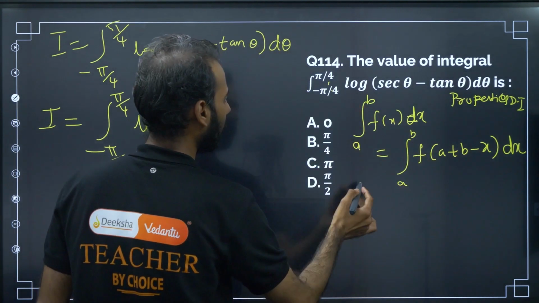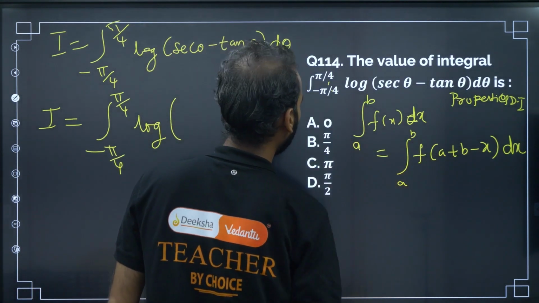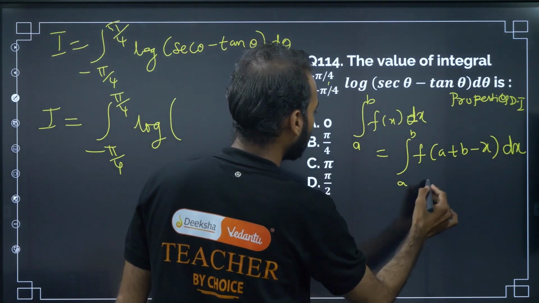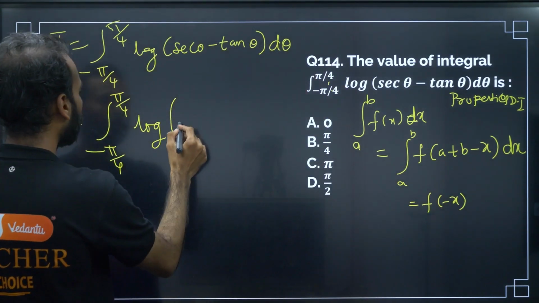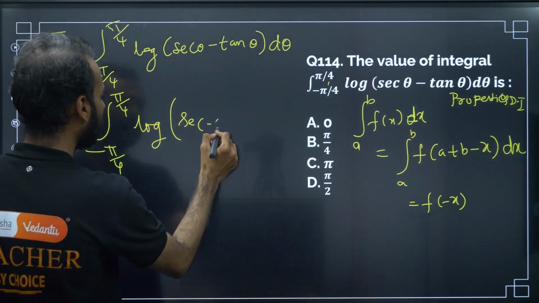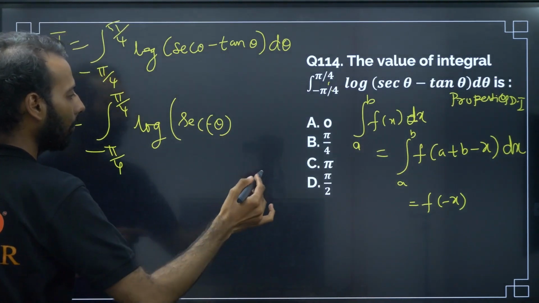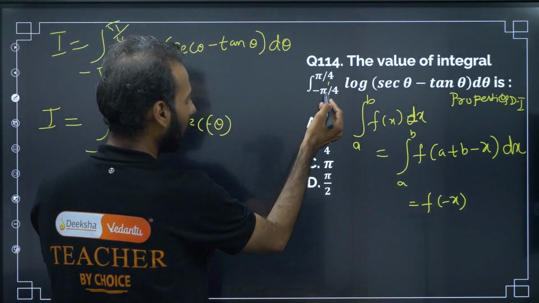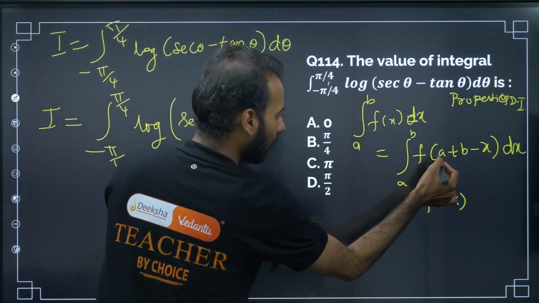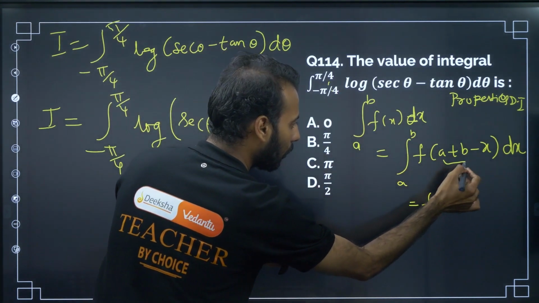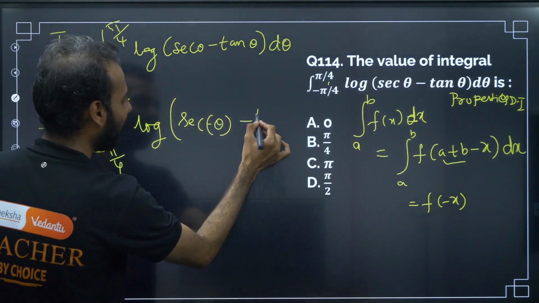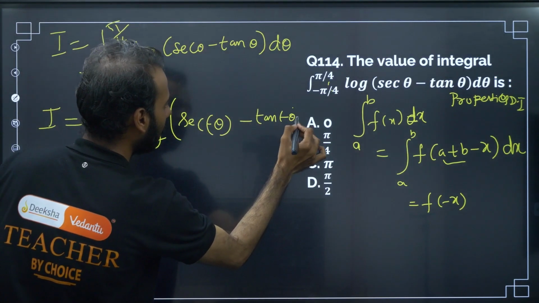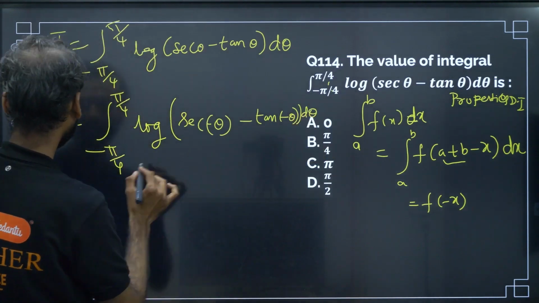Now in this case, a is minus pi by 4 and b is pi by 4, so a plus b is minus pi by 4 plus pi by 4, which is 0. So 0 minus x, only here we have to change this as minus x. So secant of minus theta, I hope you have understood. Only in place of x we have to replace it: minus tan of minus theta d theta.